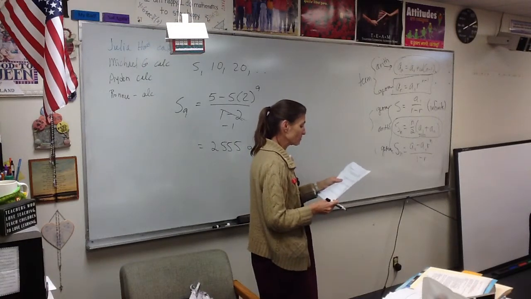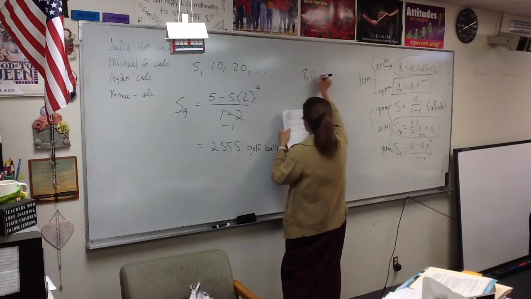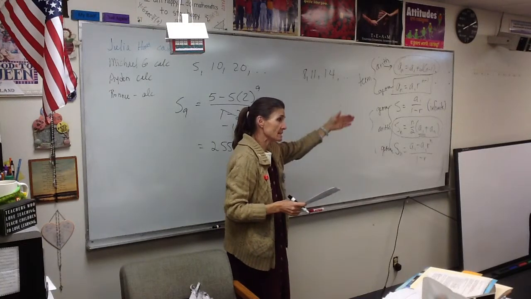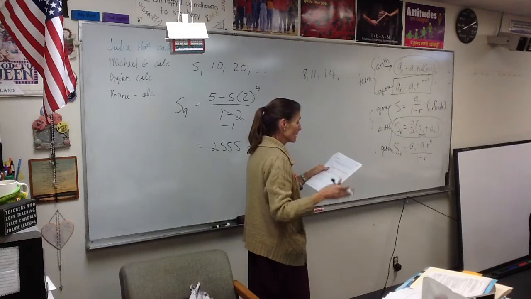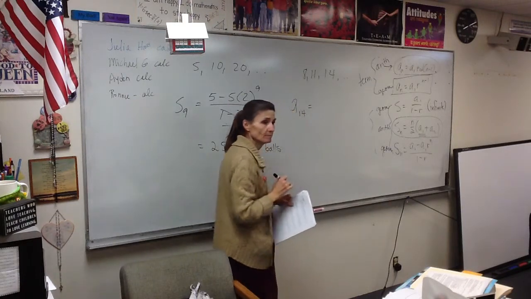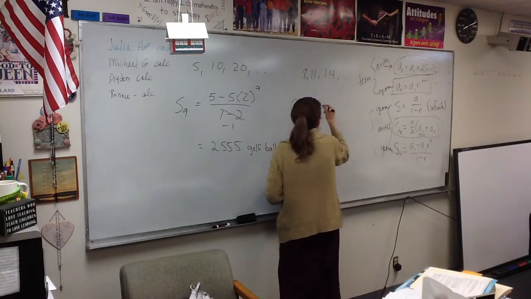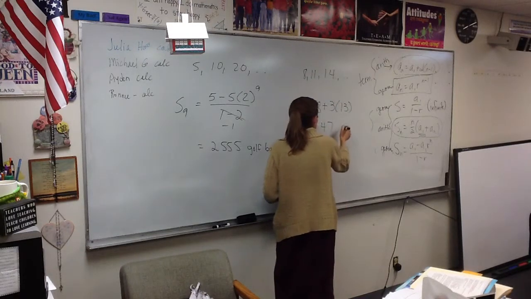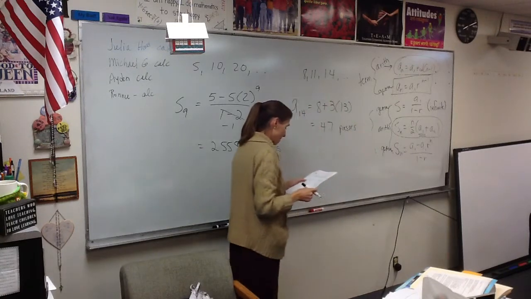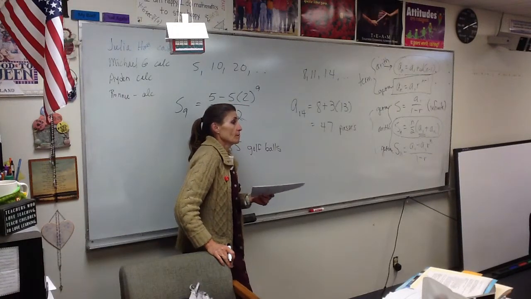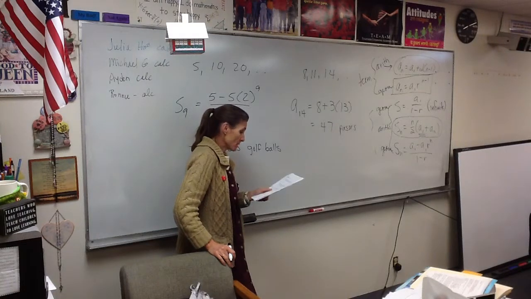Okay, have you decided whether you have arithmetic or geometric? It is arithmetic, right? Have you decided if you need a term or a sum? It says, how many will he catch in the 14th game of the season? That's a term. So we need the 14th term, right? Formula says 8 plus 3 times 13. What is that, 47? Everybody okay with that?